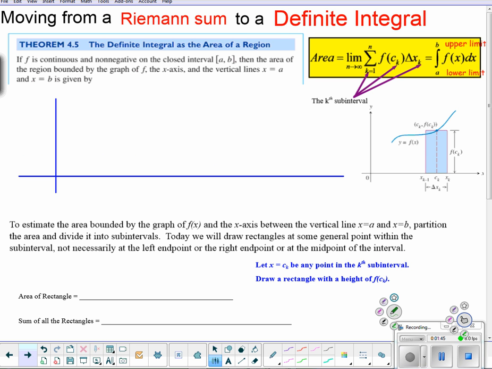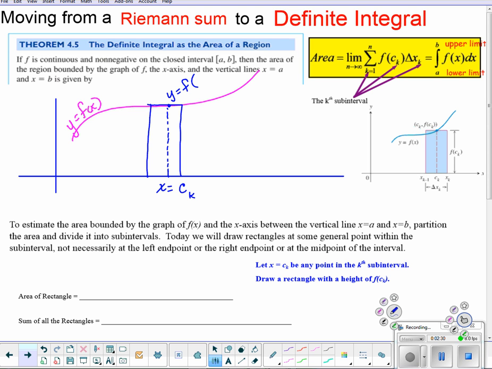Okay, so like we discussed, we're moving from a Riemann sum into a definite integral. What I want you to do is just draw in a few things. Let's give ourselves some function, and I'm going to call this y equals f of x. When we do the Riemann sums, we sketch in, I'm going to make mine a midpoint one, a rectangle, and this height was y equals f evaluated at an x value. I'm going to call this x value c sub k. So I would find the height by looking at my function evaluated at c sub k.